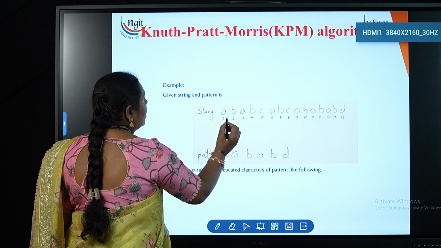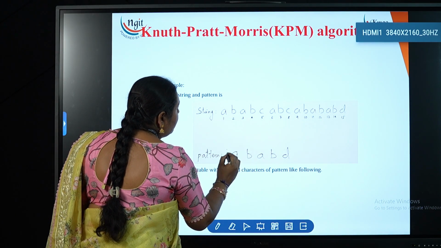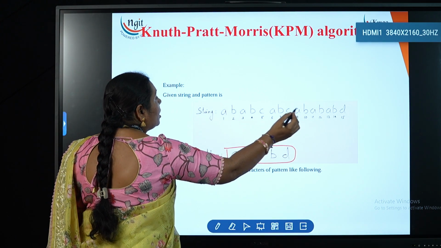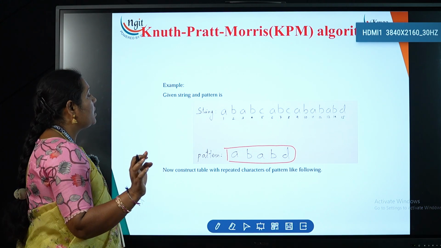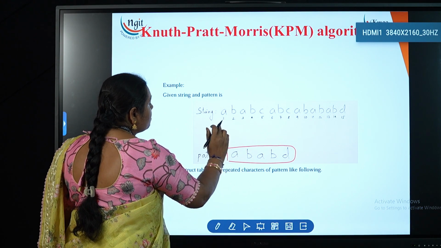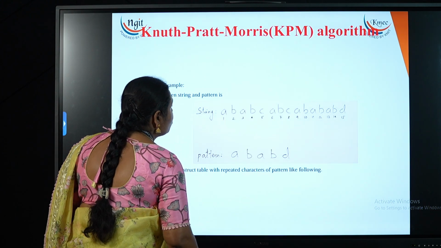Now I have a string here, A, B, C. So whatever the string I am having, my pattern is only A, B, A, B, D. Remember, these A, B, C, D are all not in sequence. So don't think that it is A to Z, 26 alphabets, no. So it is a pattern. Now I am checking, this is my string, and this is my pattern. Now I have to check where it is going to occur.